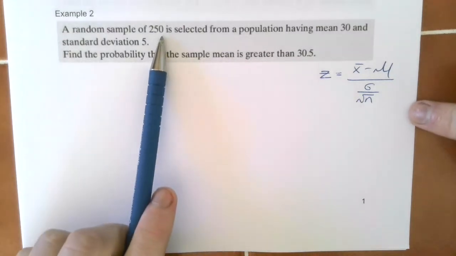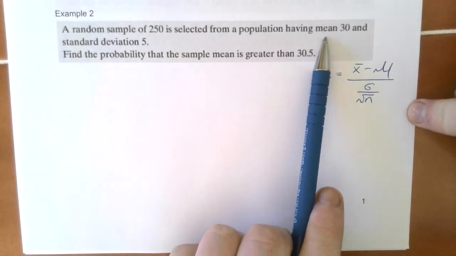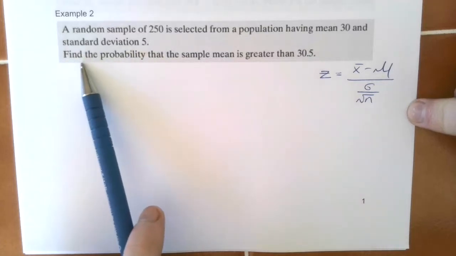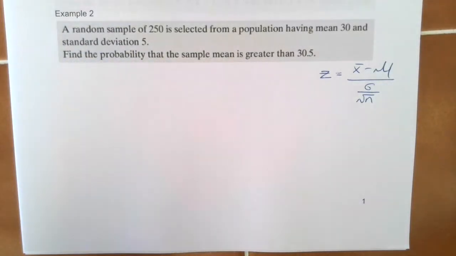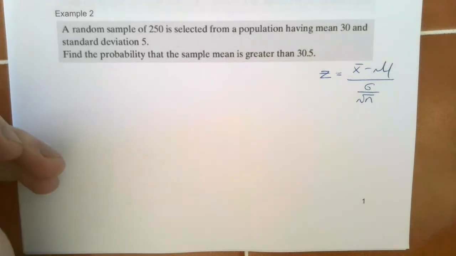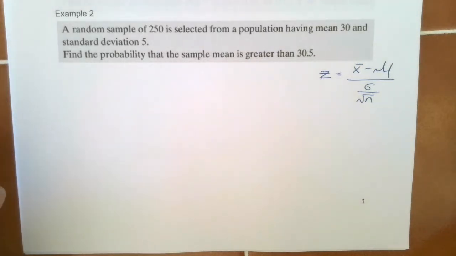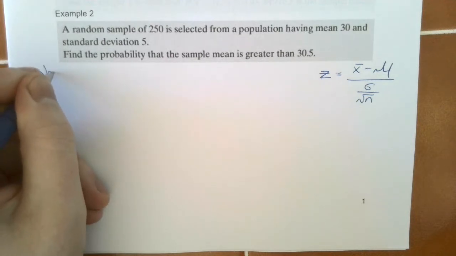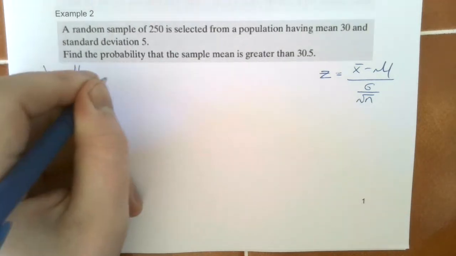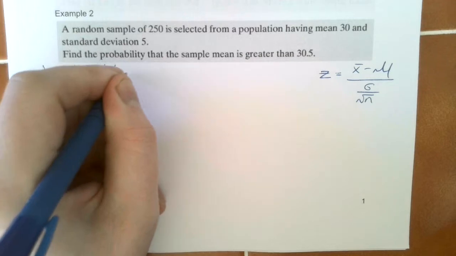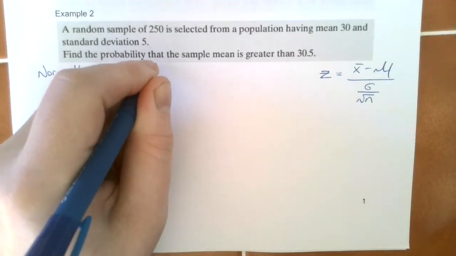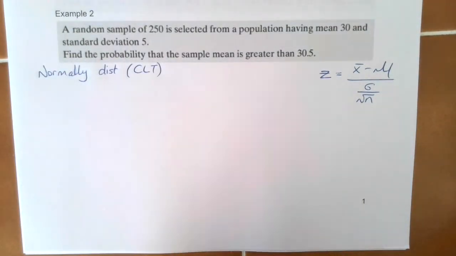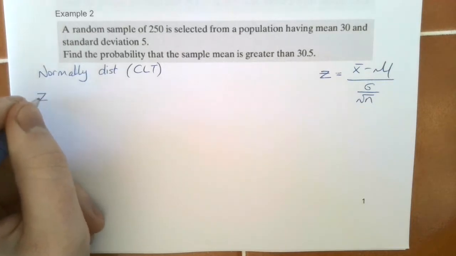So a sample size of 250 is selected from a population with a mean of 30 and a standard deviation of 5. Find the probability that the sample mean is greater than 30.5. The first thing we need to do is write down that it's normally distributed. We can write down the central limit theorem. That's why it's normally distributed. And then we're going to calculate our values from this.